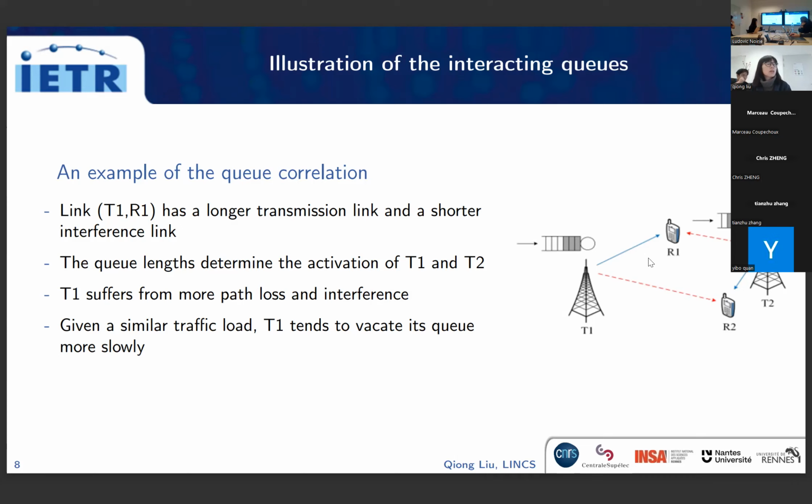So in this simple case, T1 will suffer more from path loss and interference compared with the T2-R2 pair. So even given a similar traffic load for T1 and T2, T1 will tend to empty its queue more slowly, because it always experiences a bad SNR level compared with the T2-R2 pair.